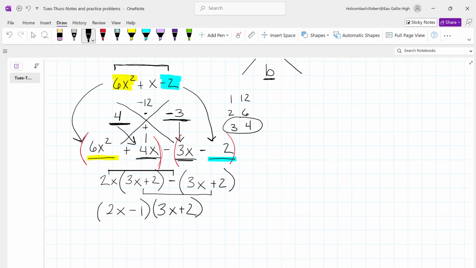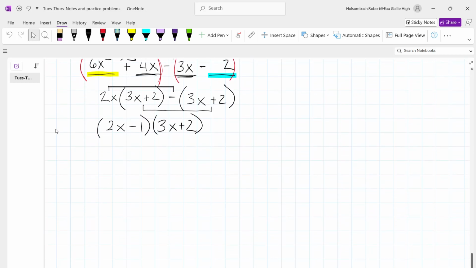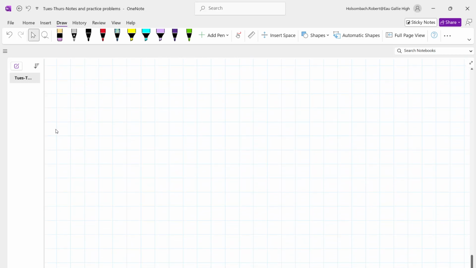And now you've factored 6x squared plus x minus 2. Everything holds true: if you multiply back through using the distributive property twice to double check your factors, you're going to get 6x squared plus x minus 2. All right, now let's do another one. As you do this technique a couple of times, you're going to start getting faster and faster at it. So here we go.